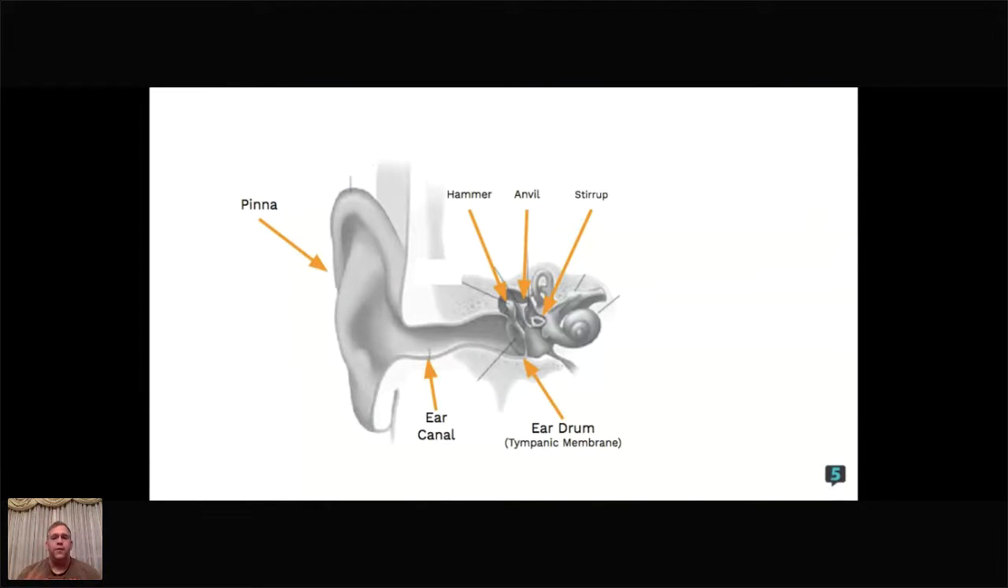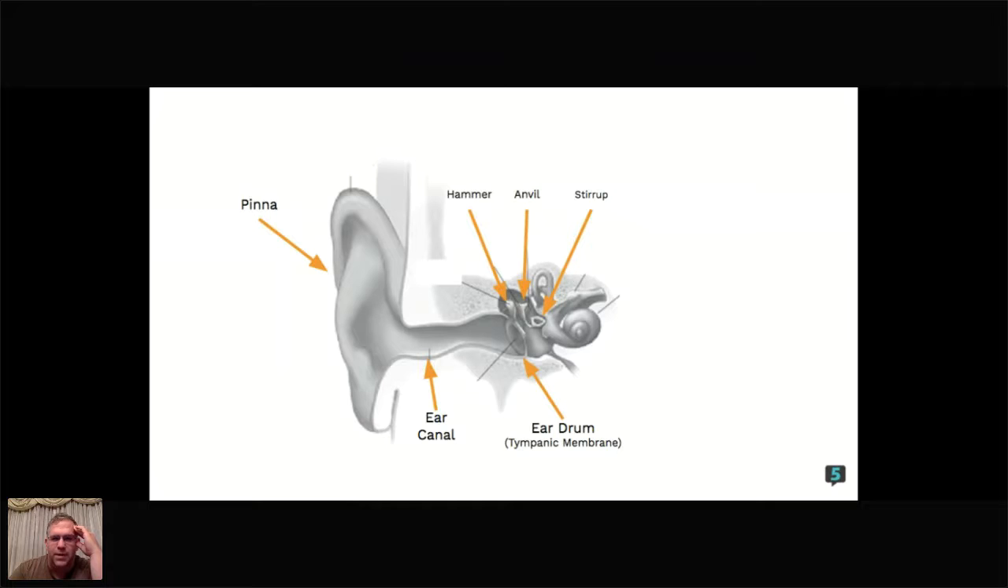Now, the higher the frequency of the pitch, assuming that it's going into the ear, the faster that eardrum, hammer, anvil, stirrup combination moves. Now, by the way, the hammer, anvil, and stirrup, they don't call that in the medical books. They call it the malleus, the incus, the stapes.